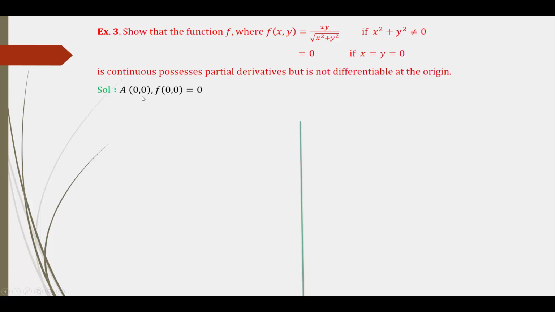At the point (0,0), f(0,0) means when x is 0, y is 0, the function is 0. So f(0,0) is 0.